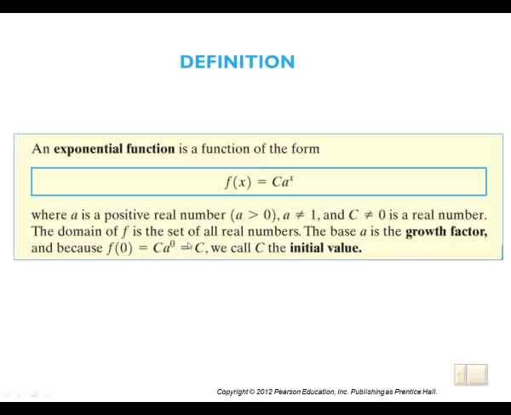Alright, so when x is 0, that will be the y-intercept. In other words, if x was 0, the intercept would be at c. So if c was 1, 1 times whatever this base is, then the y-intercept is going to be at 0, 1.